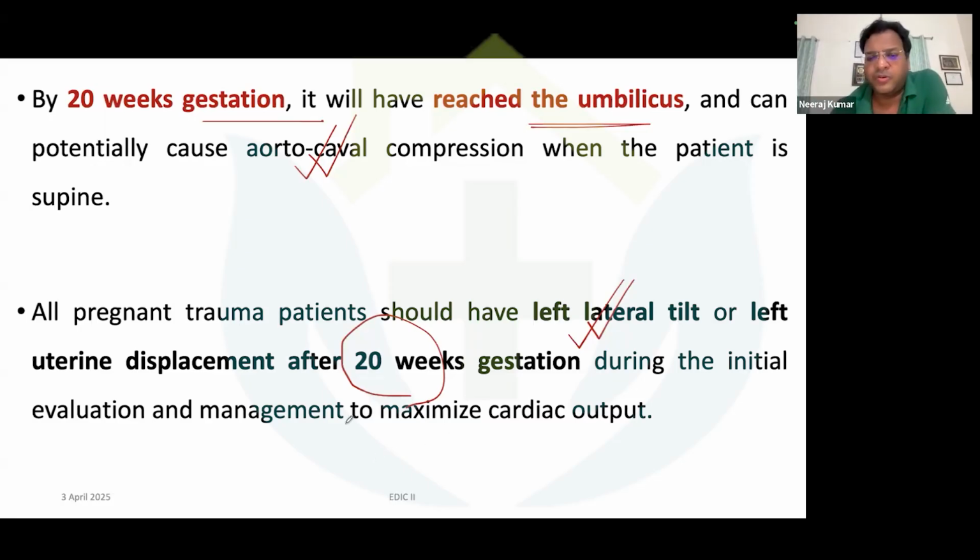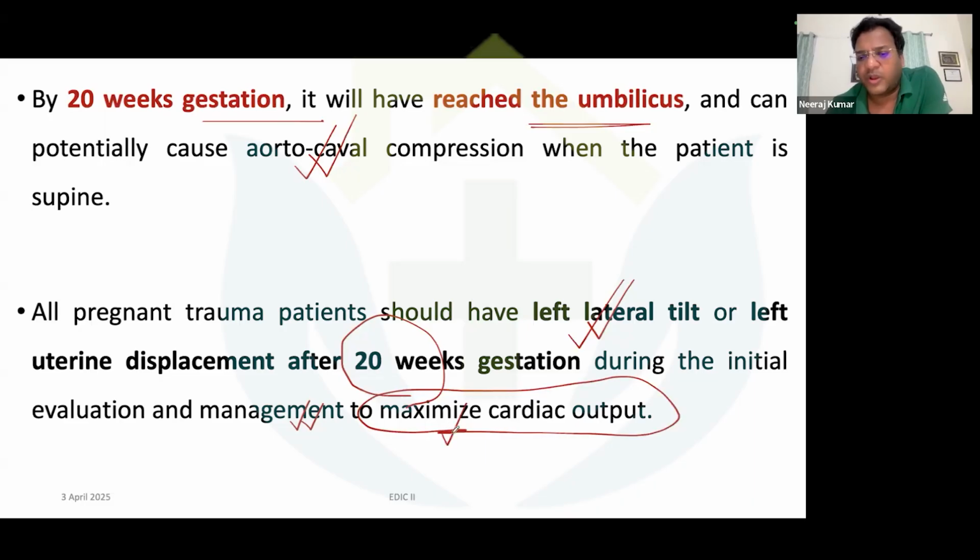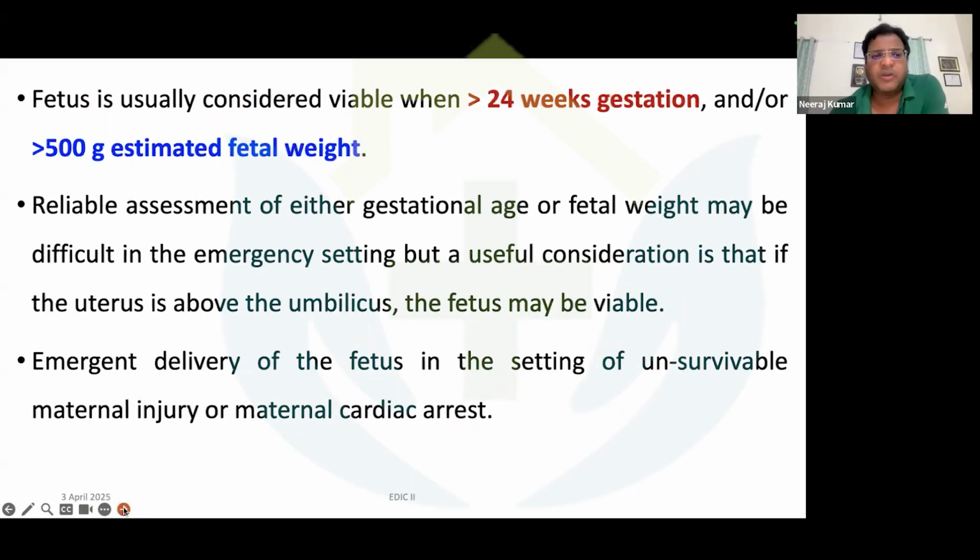And how will it affect management? It will be helpful because it will maximize the cardiac output, and if the patient is bleeding profusely, you can maintain the cardiac output by doing this, after which blood and proper crystalloids and colloids can be pushed in. Now coming to the next part.